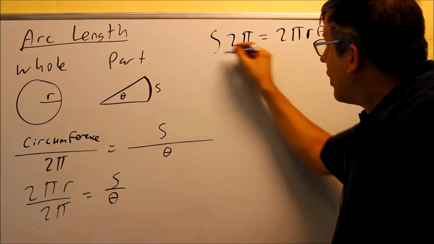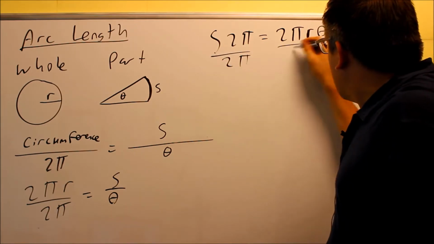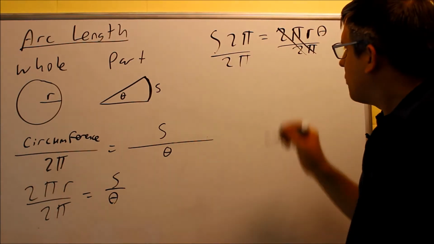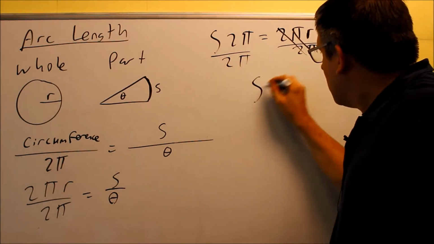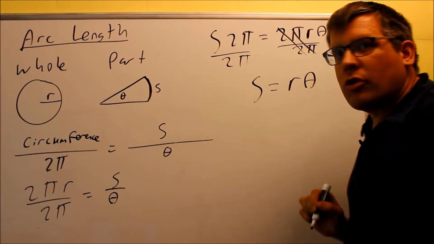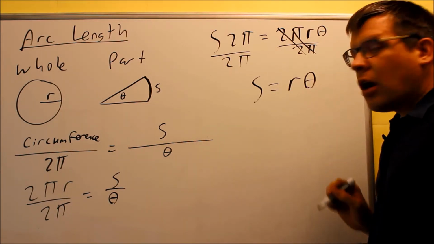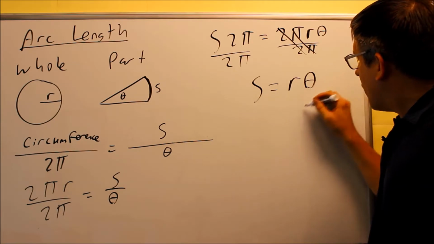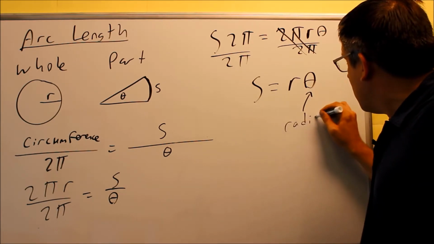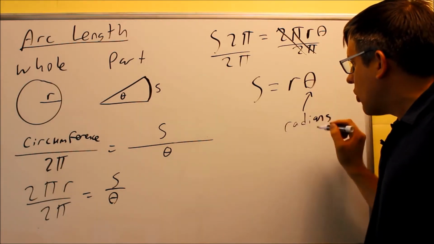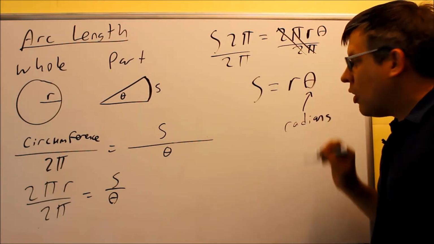Now I want to solve for S, so I'm going to divide both sides by 2 pi. When that happens, both the 2's and the pi's are going to cancel. And what do we get? We get the formula for arc length. The formula for arc length is S equals r times theta. And your theta must be in terms of radians. The one they give in the book has radians only, so if you're going to use this, we're using that.